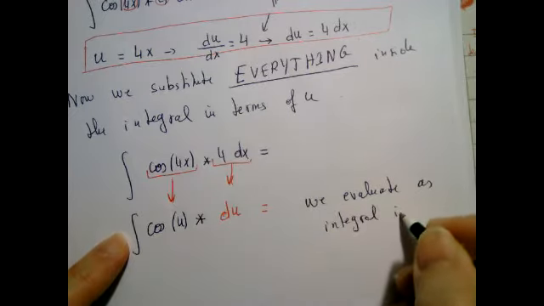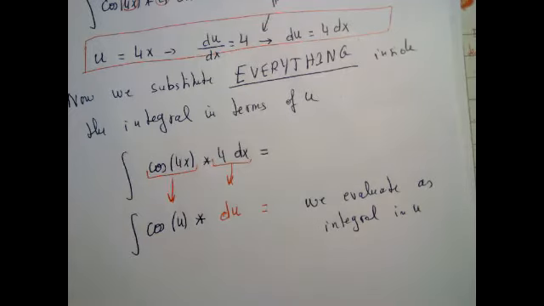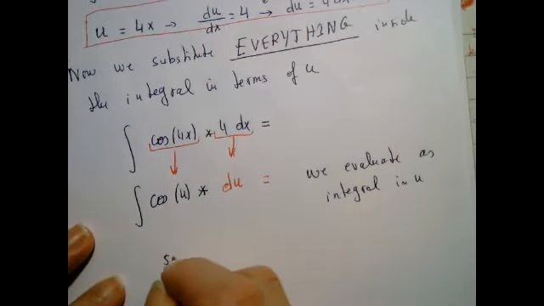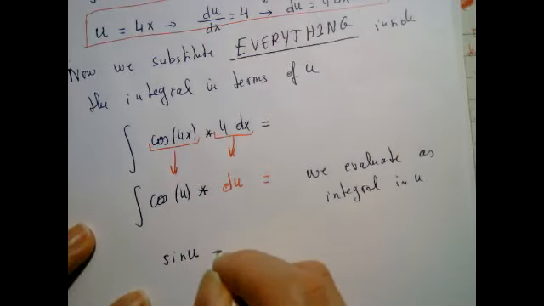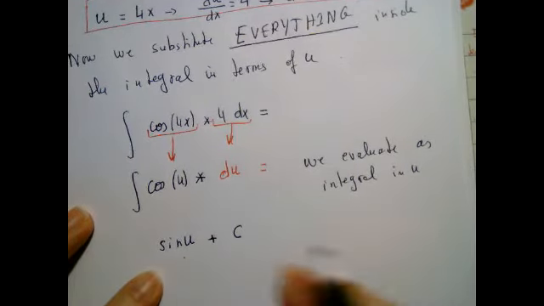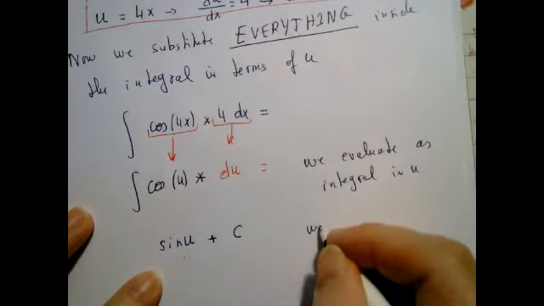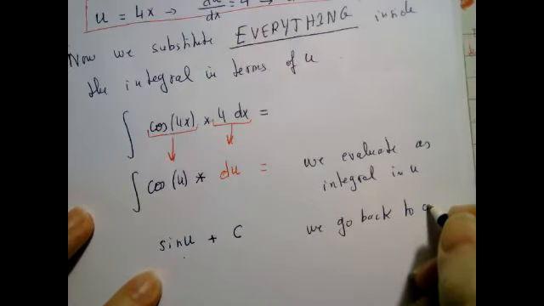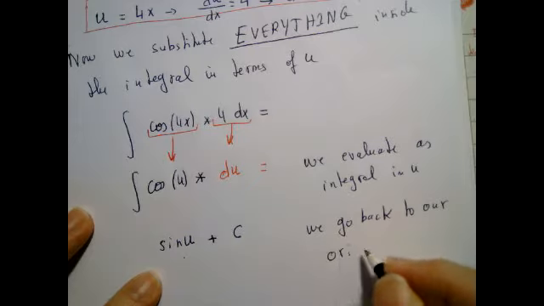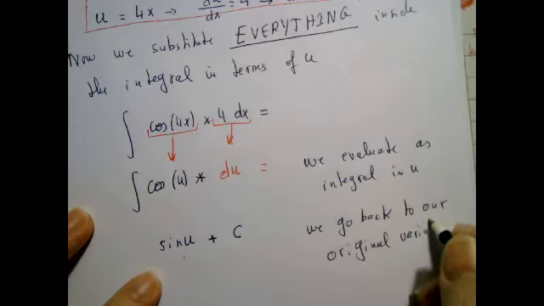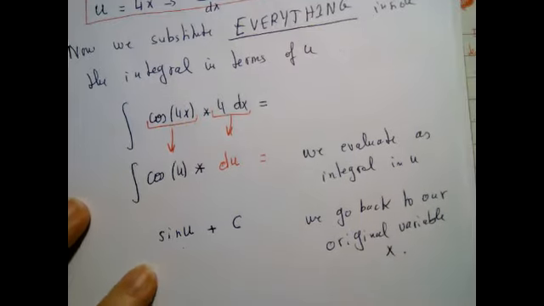So now I have a new integral where the new variable is u. So I forget about x a little bit. Now that's a new variable u. Now the antiderivative for cosine u, we know that. That's the sine of u plus my constant. And now at this stage, once I evaluate this as an integral in u, we go back to x. And now we go back to our original variable x.